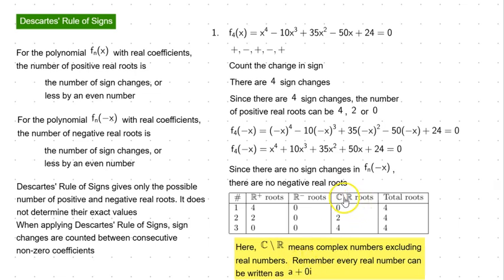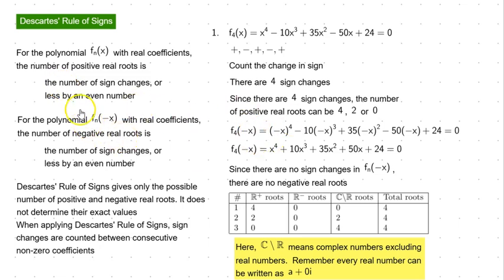Now here, this notation C \ R means complex numbers excluding real numbers. Remember, all real numbers can be written as a plus 0i, so that means all real numbers are complex numbers. So to explicitly specify that we are talking of non-real complex roots, we can use this notation. So that was our first example of applying Descartes' rule of signs to figure out the nature of roots.